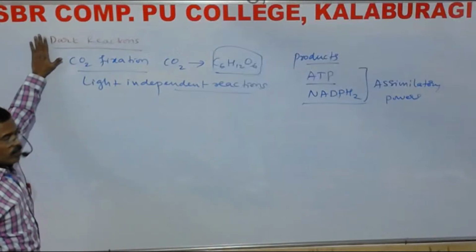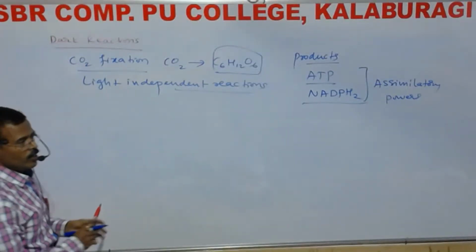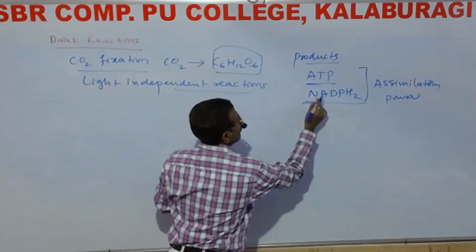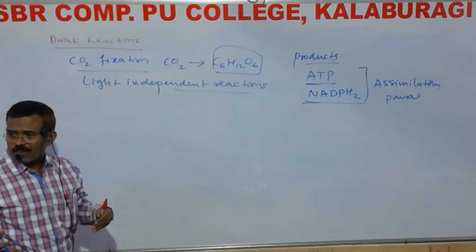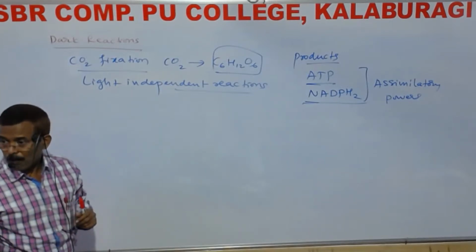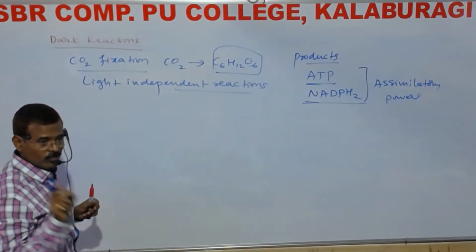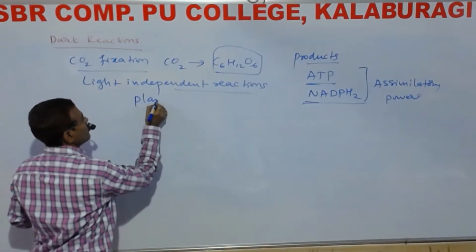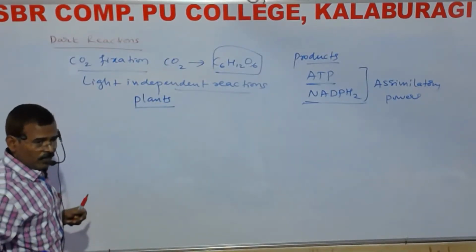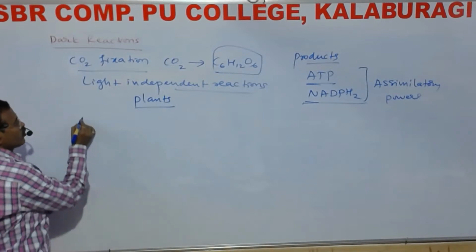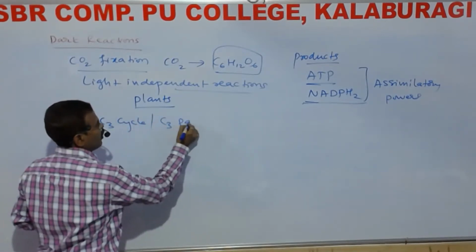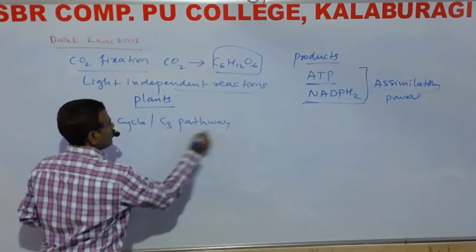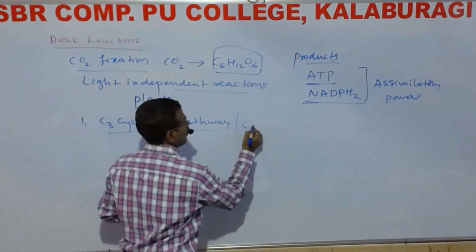In dark reaction, there will be fixation of carbon dioxide, making use of ATP and NADPH2. The method of carbon dioxide fixation in plants is different. One method of fixation of carbon dioxide is the C3 cycle. It is also called the C3 pathway. It is also known as the Calvin cycle.